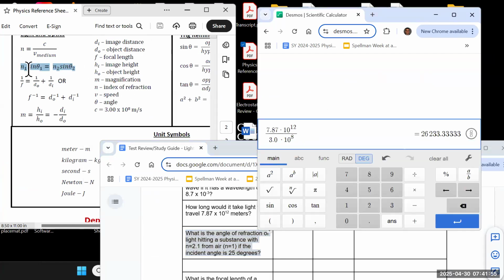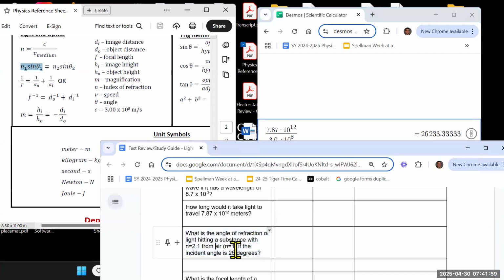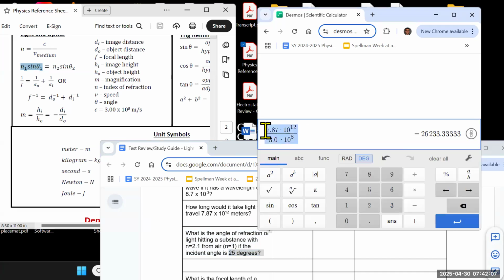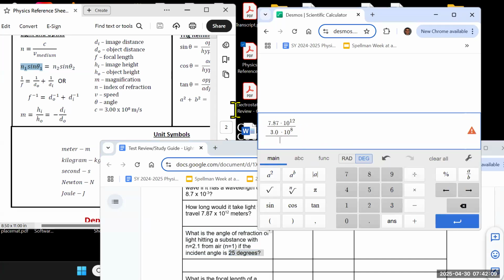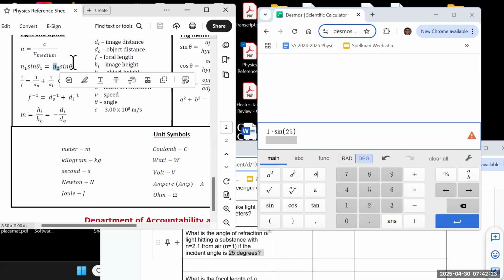So we want to have these two things on top of the fraction. And if we get to our formula, the n for air is 1, right? And the incoming angle is 25. So that's going to be on the top of our fraction. I don't really have to put the 1, but I'll put it there to make sure we know what we're doing. And it's going to be the sine of 25, right? So that's the top of our fraction. We know n on the other side, so we got to divide it out, and so it ends up on the bottom of the fraction over here, and it tells us this is 2.1.